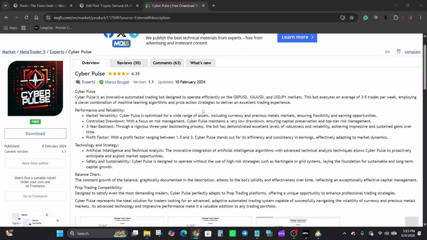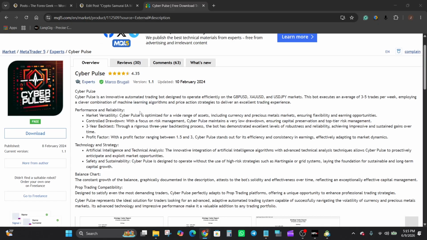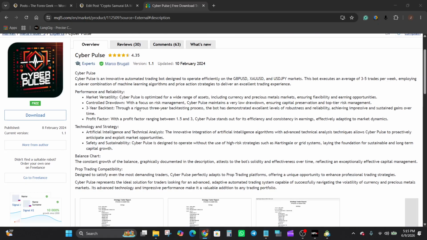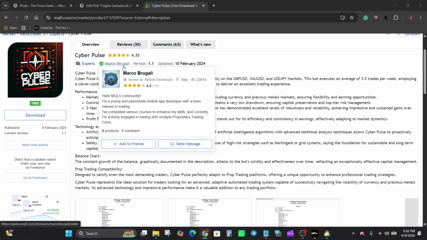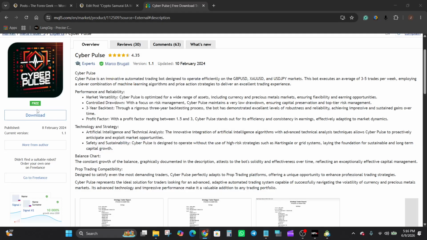In this review, I'm taking a look at CyberPulse, an expert advisor listed on the MQL5 Marketplace, and I'll go through exactly what is shown on the page so we can understand how this system is presented before moving into the testing side. Right at the top, I can see this EA is developed by Marco Brugali and is currently available as a free download. The latest version shown here is 1.1, updated on February 10, 2024.